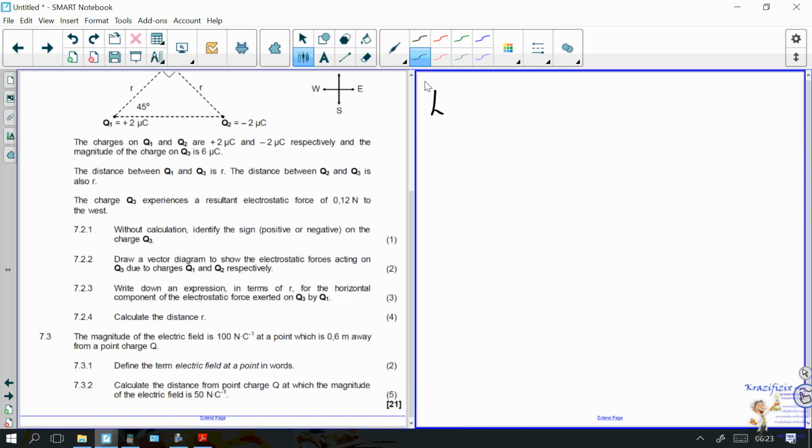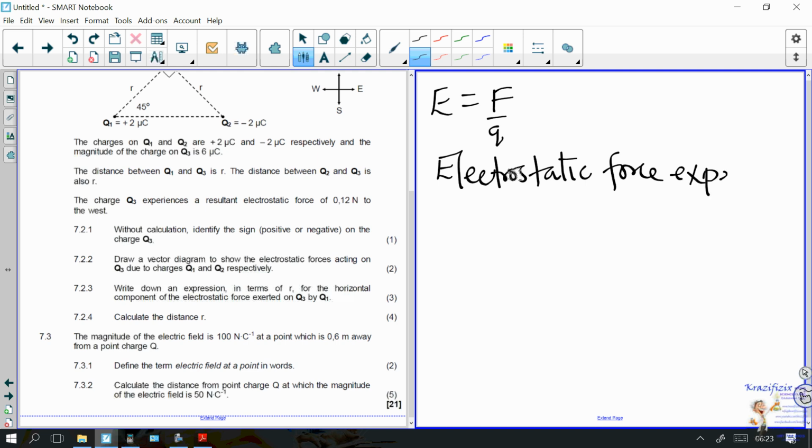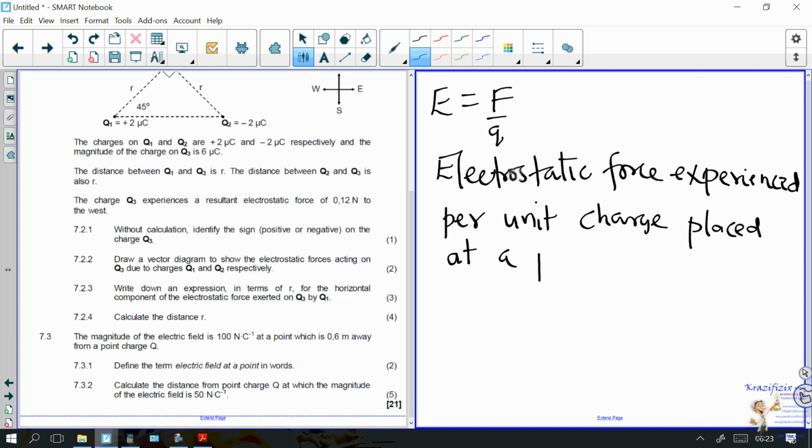Remember we said E equals F over Q. It is the electrostatic force experienced per unit what? Charge, placed at a point. So basically it is the force experienced per unit charge.